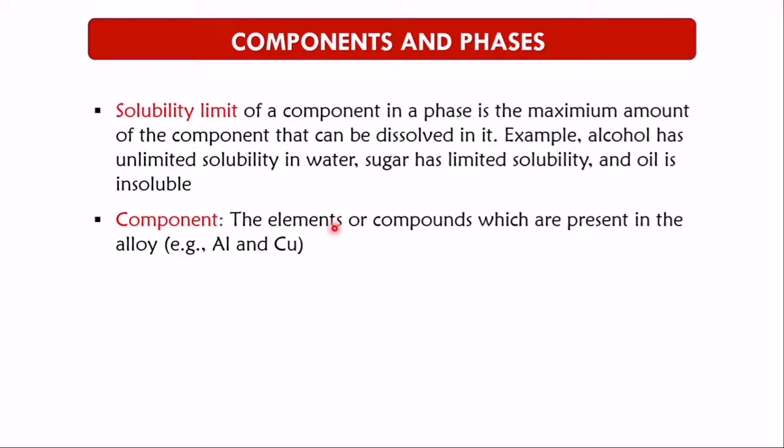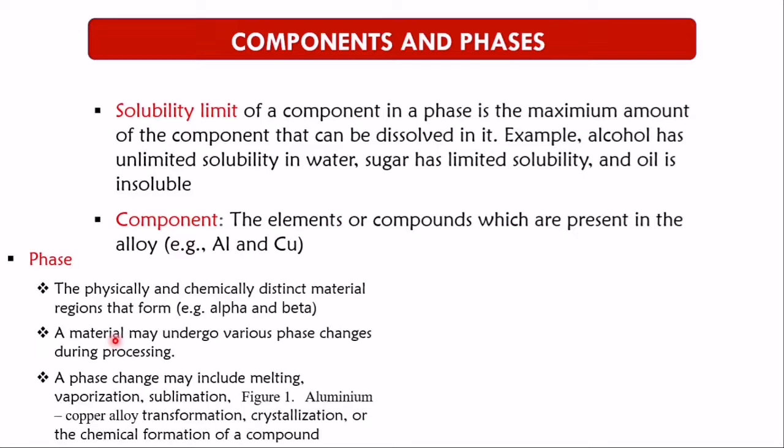So let's take some a phase. Now we have a lot of different definitions for phase. It's a homogeneous chemical region which has a chemical composition and so on. So here, the physical and chemically distinct material region that forms. Now let's see something here. You see this? We have the lighter phase and the darker phase.